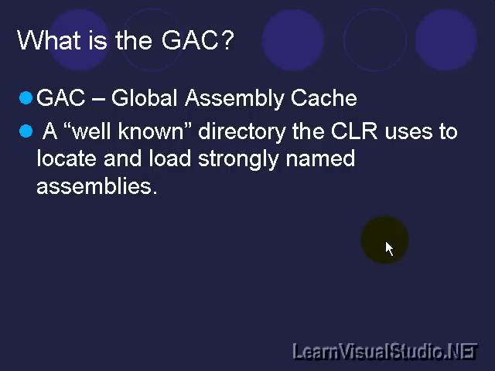In Windows XP you'd find it under C:\Windows\Assembly, and then from there the actual physical file structure is somewhat cryptic, and it's not really important to the way you use it anyway, so I won't go into it any further. So just keep in mind that the GAC is just some special directory that the CLR can use to locate the assemblies that you create if you strongly name them.